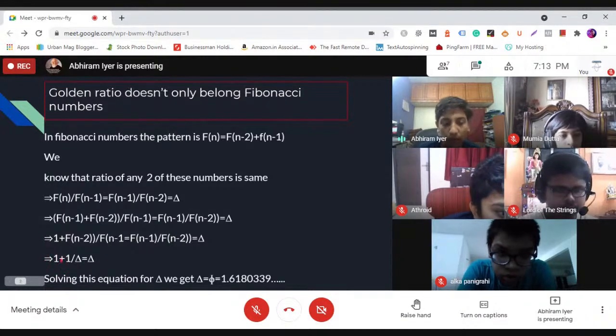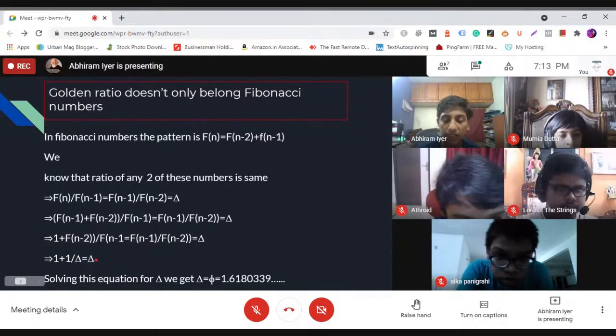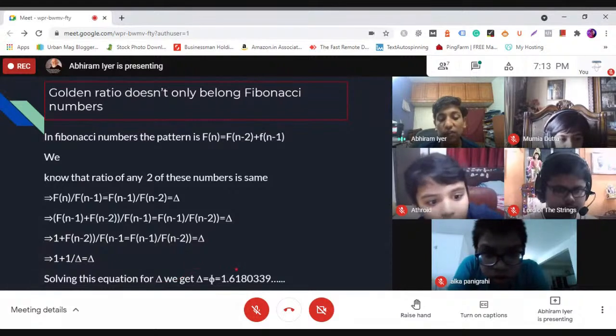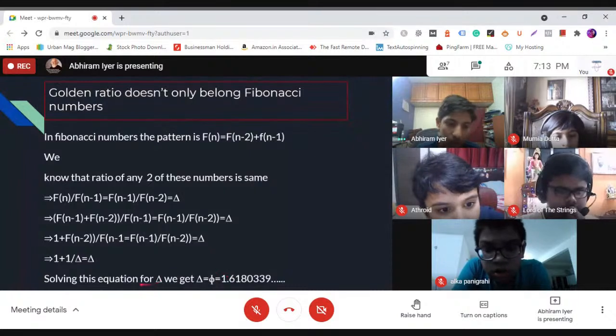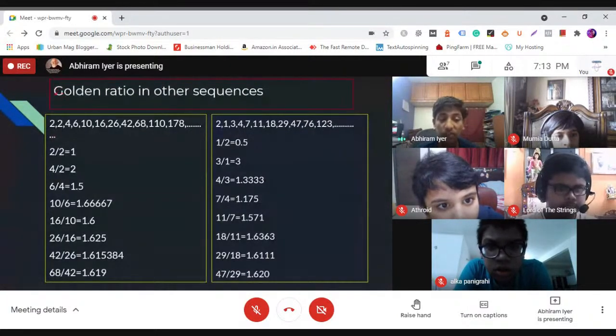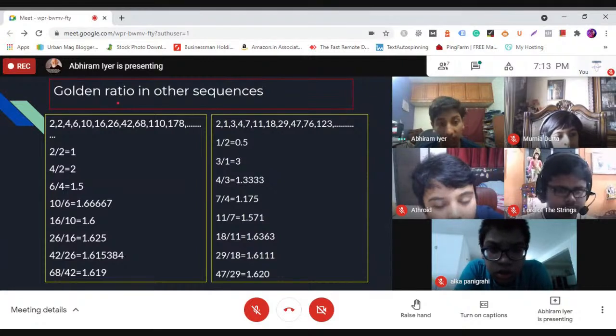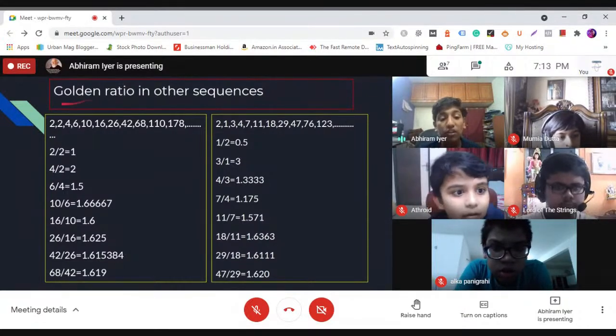So we get that 1 plus 1 by delta is equal to delta. And solving this equation for delta, we get our famous golden ratio, 1.618039 and so on. So also we can see that if there is a sequence where the nth term is the sum of the previous two terms, we get the golden ratio.